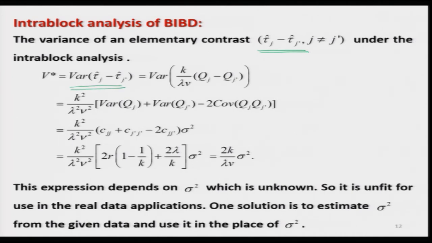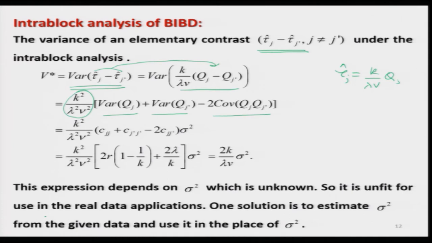Now in the first step we have already found that tau hat in case of BIBD is given by k upon lambda v into q. So this tau j hat is going to be qj times that. I substitute the values of tau j hat and tau j prime hat, so this becomes k upon lambda v into qj minus qj prime, and now we open it. So this becomes k square upon lambda square v square, variance of qj plus variance of qj prime minus twice the covariance between qj and qj prime, right.